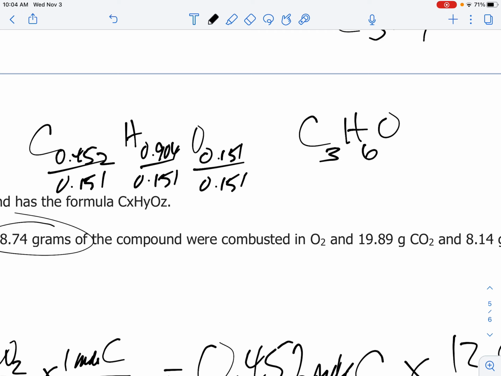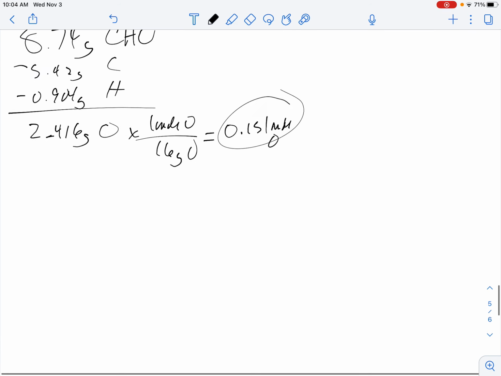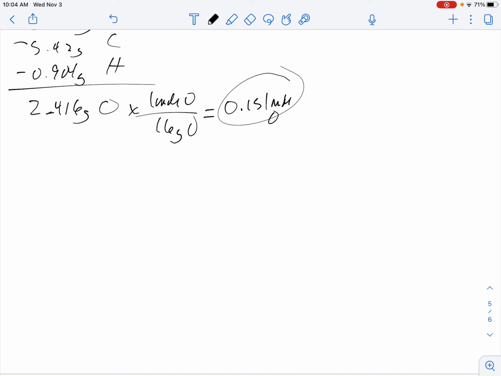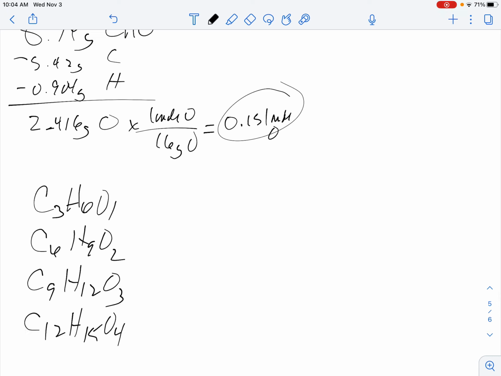But remember, that's the empirical formula. That might not be the actual formula. It might be, but it might not be. We're not sure what the actual formula is. We're going to need to know more information about this. So this is C3H6O1, but again, it could be C6H12O2. It could be C9H18O3. It could be C12H24O4. It could be any one of those things, right? And so on and so forth. Well, how are we supposed to know?